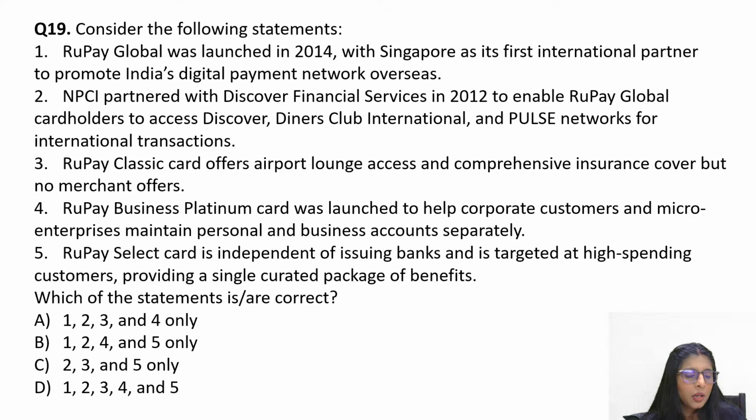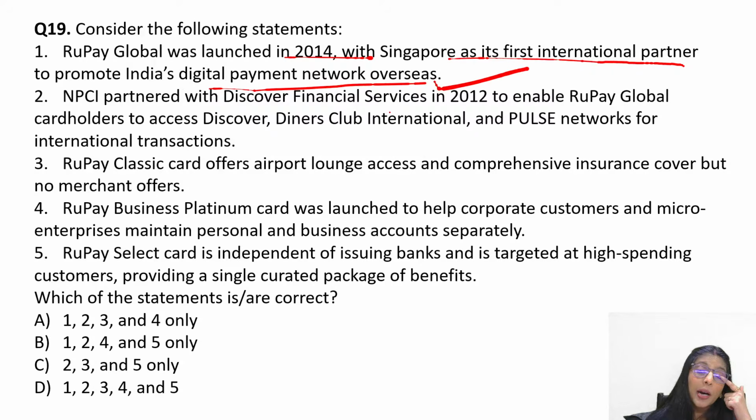Consider the following statements. RuPay Global was launched in 2024 with Singapore as its first international partner to promote the Indian digital payment network overseas. We have to answer whether the statement is correct or not. It's a correct statement. NPCI partnered with Discover Financial Services in 2012 to enable RuPay Global cardholders to access the Diners Club International and Pulse Network for international transactions.